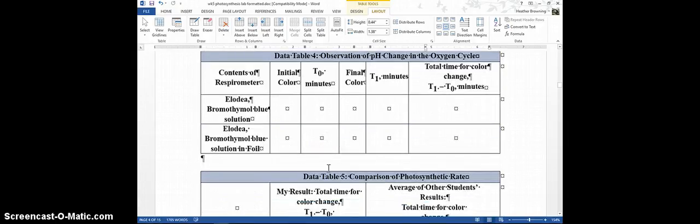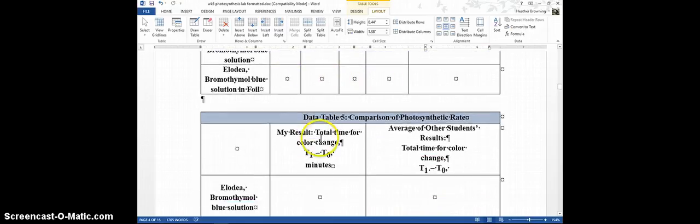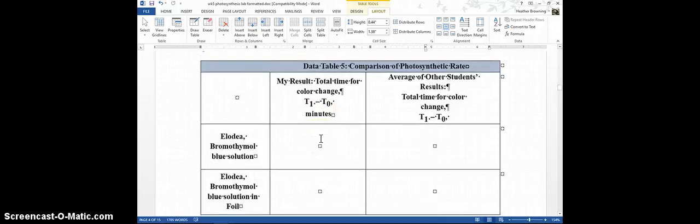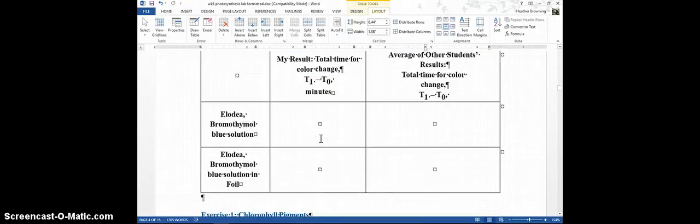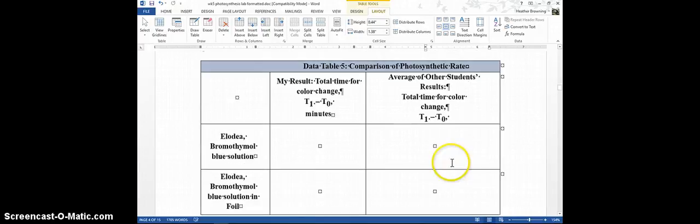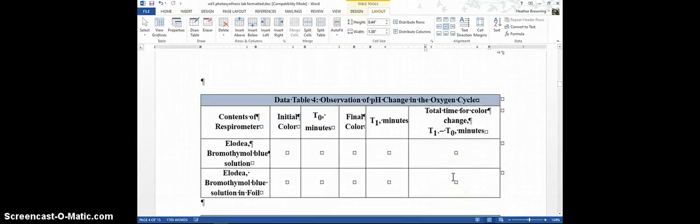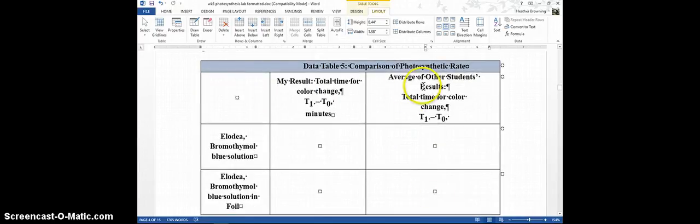And then down here, you're going to have that initial color, whatever the time was, the final color, the second time, and whatever that is in minutes. You can say 0, 60, just do it that way, or you can say like 1 o'clock, 2 o'clock, whatever's easier for you. And then it's going to be your total time and then the average for everybody else, right? Yeah. So make sure these are all averages.